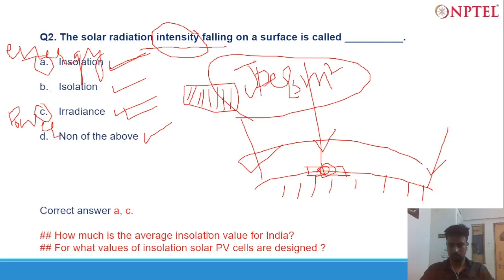How much is the average insolation value of India? Anyone? Can anyone say how much is the average insolation value of India? And a question related with this, for what value of insolation are solar PV designed? So solar PV are basically designed for 1000 watt per meter square. Or you can say 1 kilowatt per meter square.